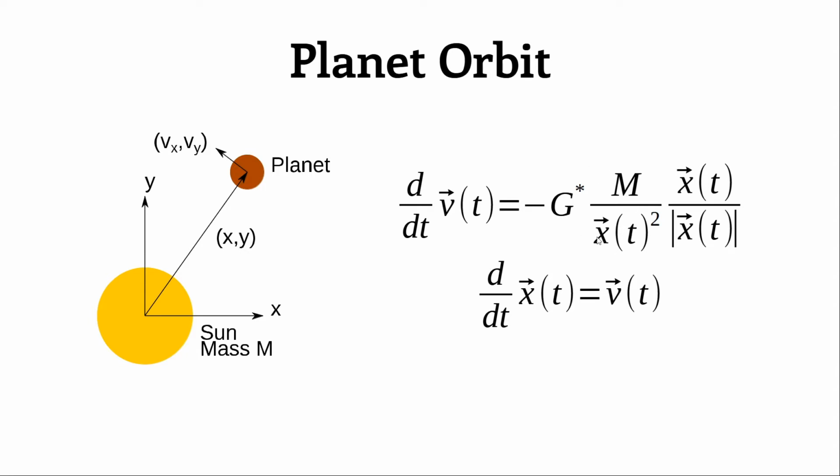And to convert this into a vector that is pointing in the correct direction, we will take the position vector, which points from the sun towards the planet, divided by its length, so we get a unit vector, and then invert its direction. So now we have a unit vector that is pointing from the planet towards the sun. And this we multiply by the amount of acceleration. And of course, for the position, the derivative is simply the velocity.